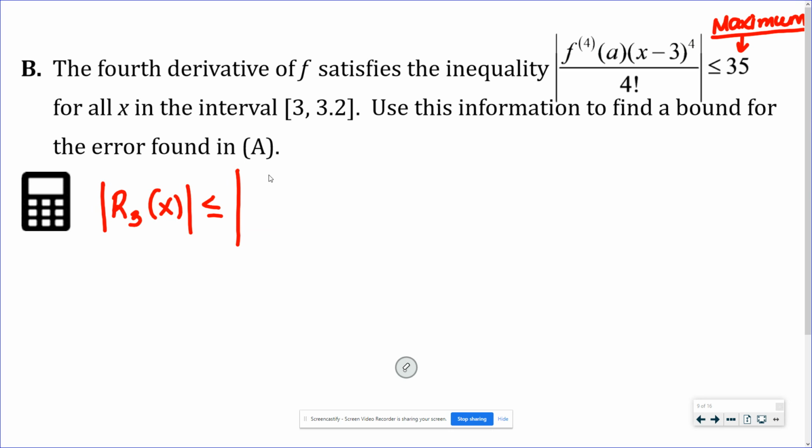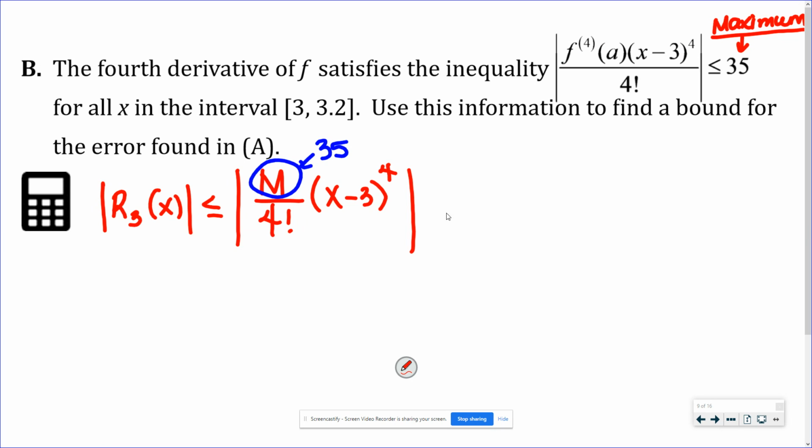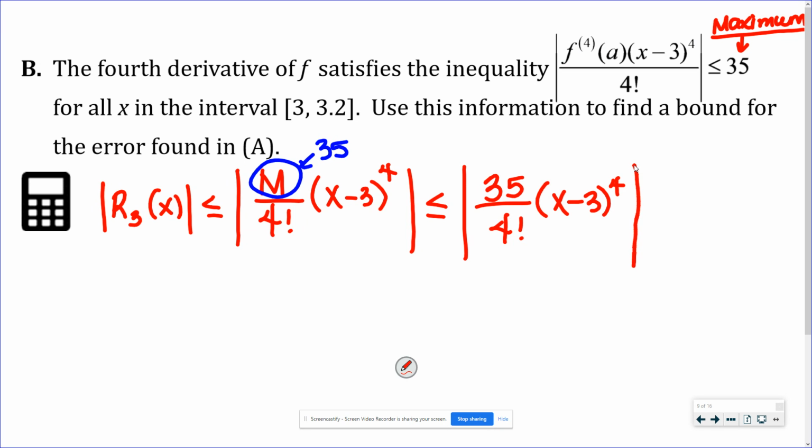You can write this a couple different ways. I'm going to write it as the maximum of the next term. So the maximum over 4 factorial times x minus 3 to the fourth power. Okay, now that maximum value is 35 per the information given in this problem. So we are going to change that to a 35. Okay, so we've created a little remainder or error formula.